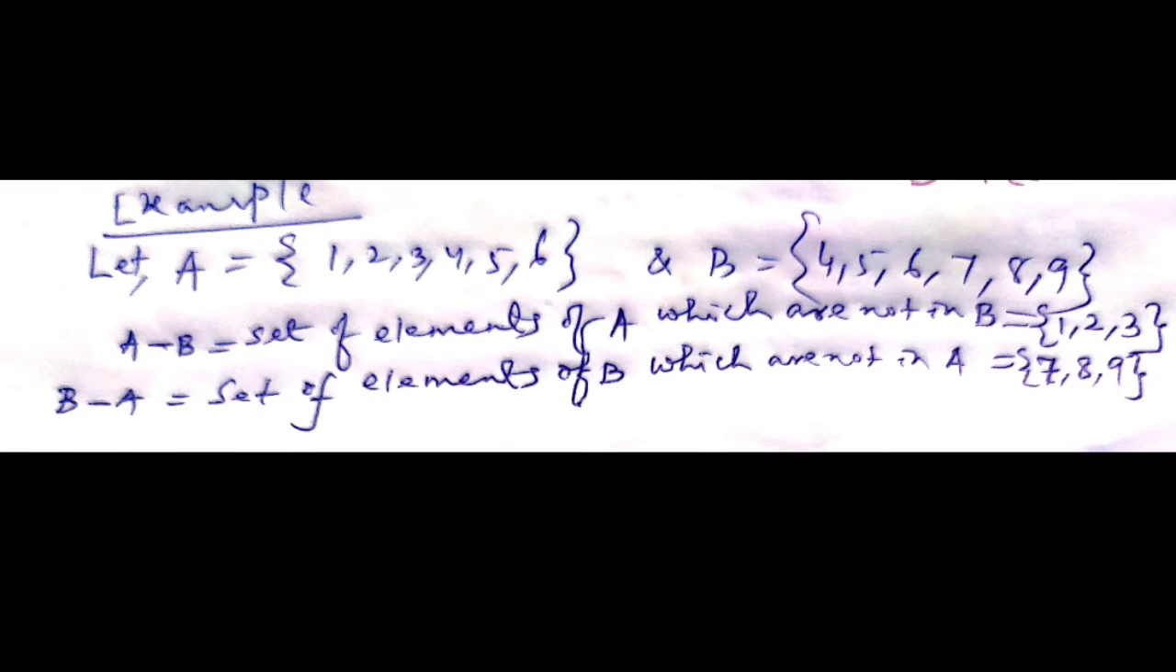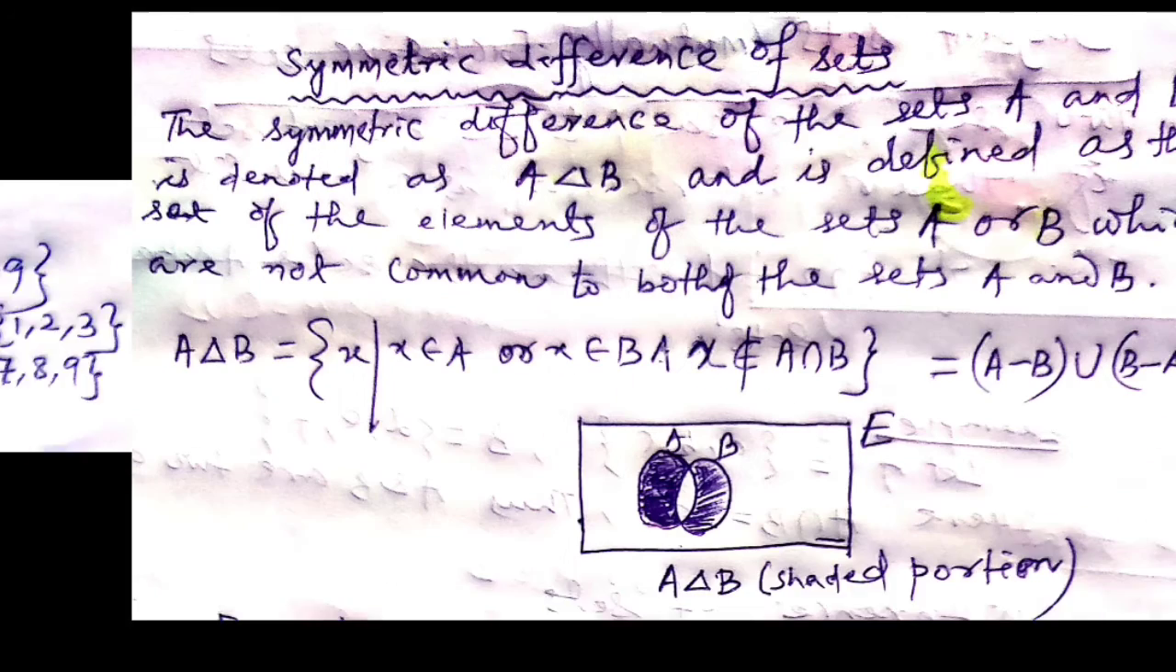Let's take an example. Let A be the set having elements 1, 2, 3, 4, 5 and 6 and B be the set having elements 4, 5, 6, 7, 8 and 9. Then the set A difference B is the set of elements of A which do not belong to B. Definitely it is the set having elements 1, 2 and 3. Similarly, the set B difference A is the set of elements of B which are not in set A. Definitely it is the set having elements 7, 8 and 9.